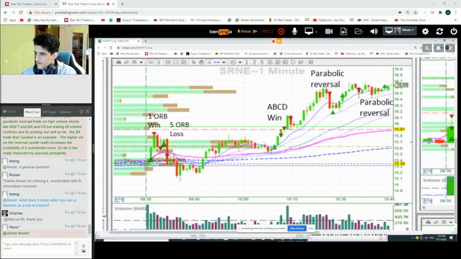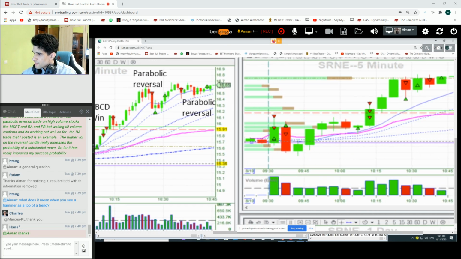Let's see what we had in the 5-minute chart at that time. At that time, on the 5-minute chart, we're having an ABCD pattern, and you're getting as close as possible to the moving average on the 5-minute chart. This is amazing. So, two good entries here.